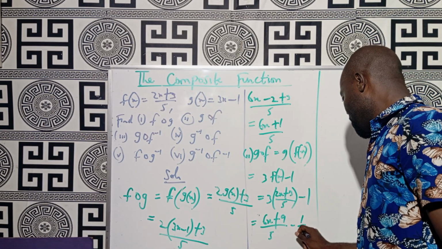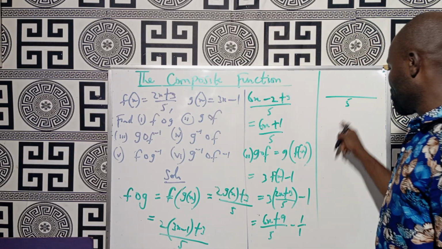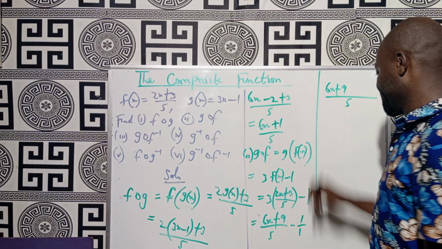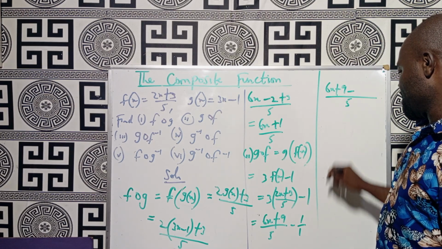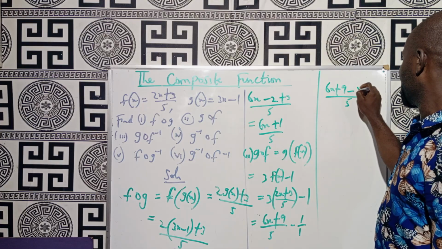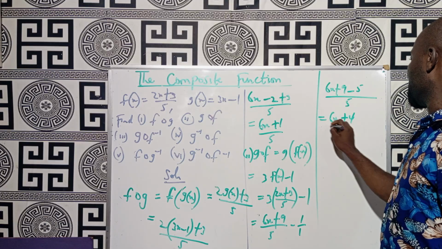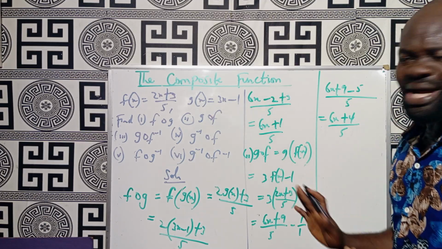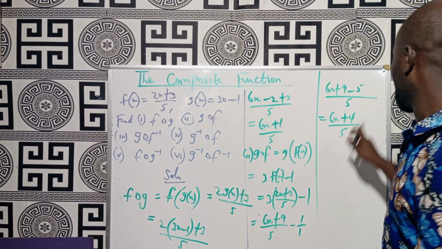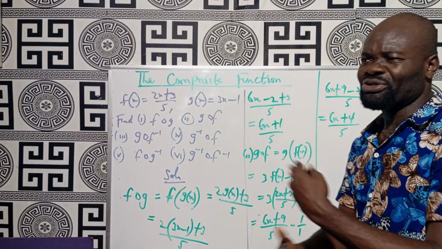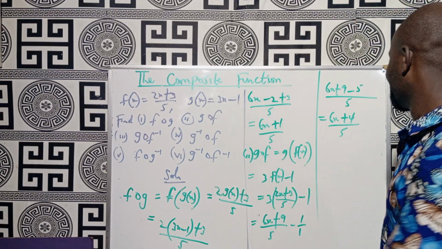That 1 stands as 1 over 1. So if you find the LCM, what's the LCM? That's 5. So we have 6x plus 9, then minus 1 times 5, which is 5. So that's 6x plus 9 minus 5, which is plus 4, then all over 5. You can see, very easy. We are just putting something into something and getting the answer. This function is like substitution, a complex one. Put this into this, put this into this until you get your result.